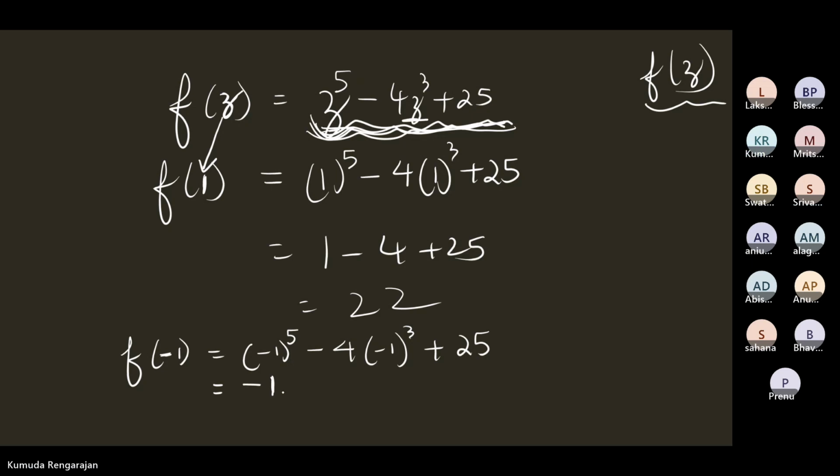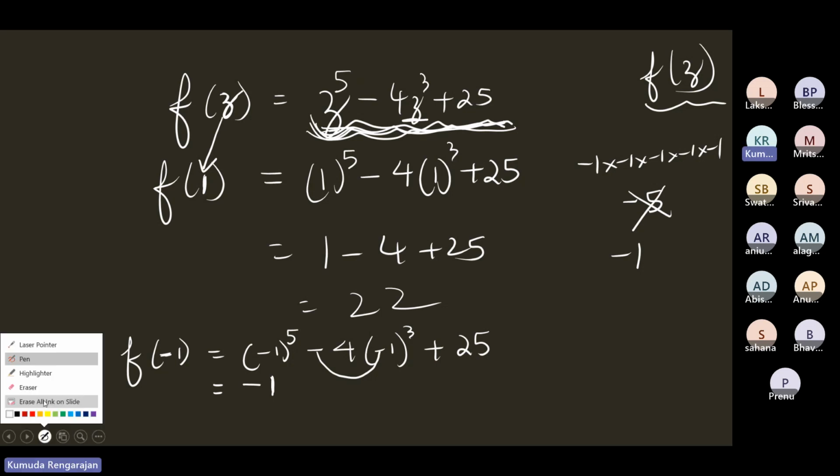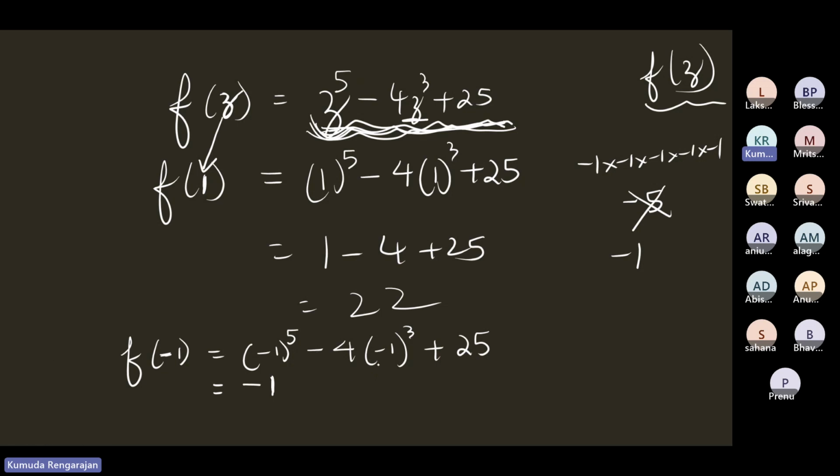Minus 1. Minus 1 into minus 1, into minus 1, into minus 1, into minus 1 is not minus 5. It's minus 1. Now, you should not do minus into minus plus. You should not do that, because you need to first simplify this bracket.